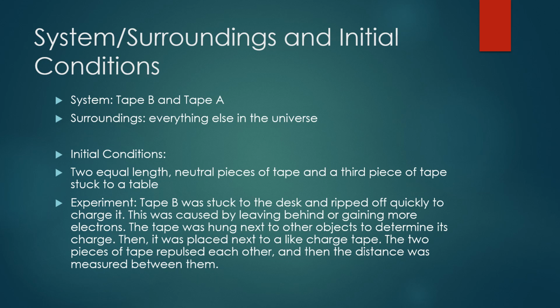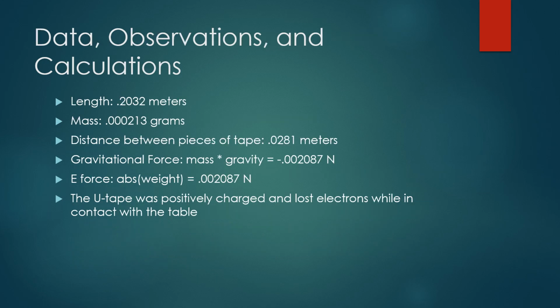Then I measured that distance, which I didn't use in my coding, which you will see in the next slide. Here are some of my observations. The length is 0.2032 meters, mass is 0.00021 grams, and distance between pieces of tape was 0.0281 meters. Gravitational force is mass times gravity, gravity being 9.8 meters per second squared. And then we have E force, the absolute value of the weight, because I have to cancel since force net was equal to 0. And the U tape was positively charged and lost electrons while in contact with the table.